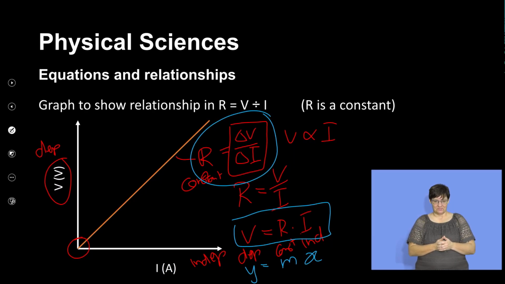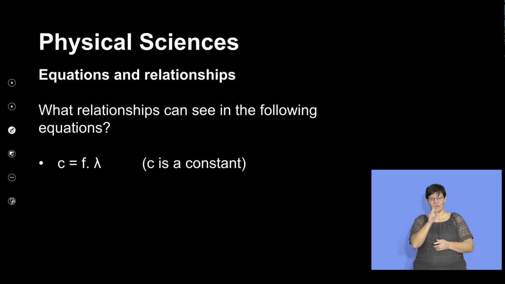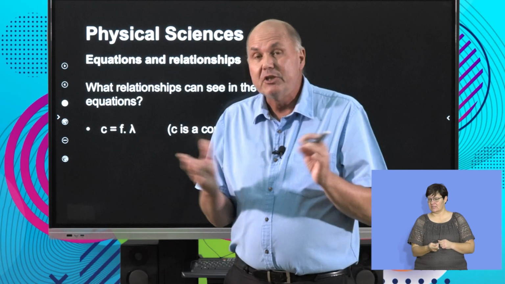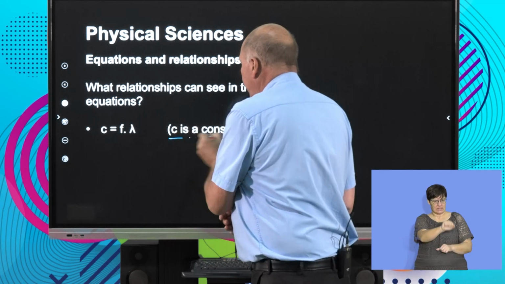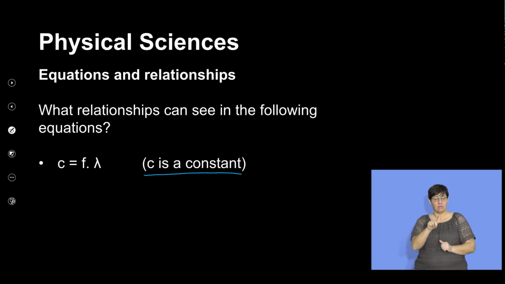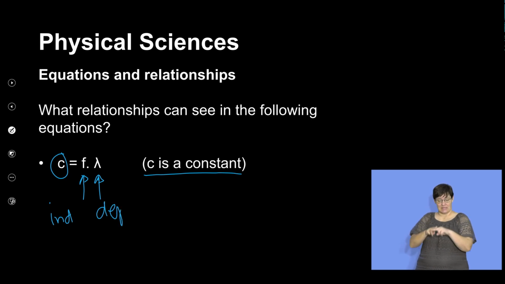Okay, let's have a look at another equation. In this equation, it looks a little different. We don't see a division sign. We see a constant, c, and we've got two variables multiplied by each other. Now, let's take this one as the independent variable, and this one as the dependent variable.